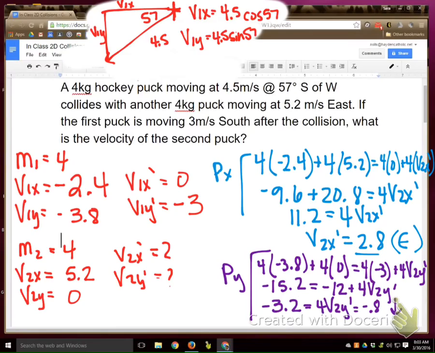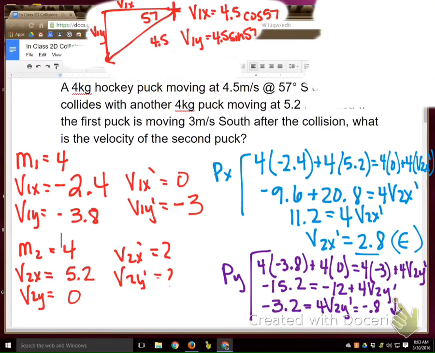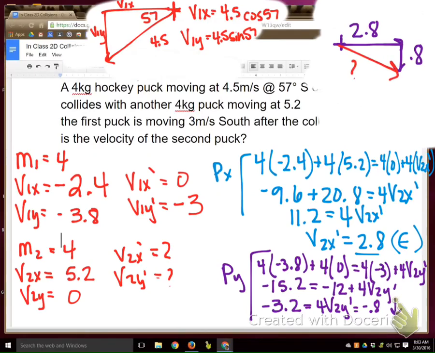Perfect. Build our new triangle, right? Add those vectors tail to tip and build our new triangle. So I'm going to come up here in the corner and do that. Okay. So here's my crosshairs. I'm going to go east 2.8 and south 0.8. Here's my final velocity vector, and I want to find my angle as well.